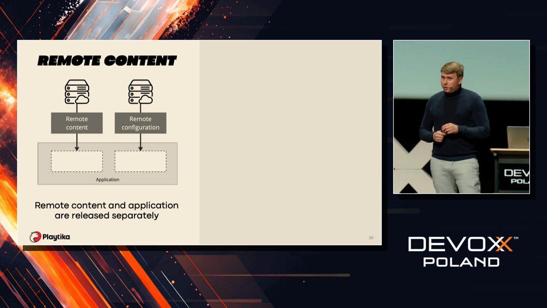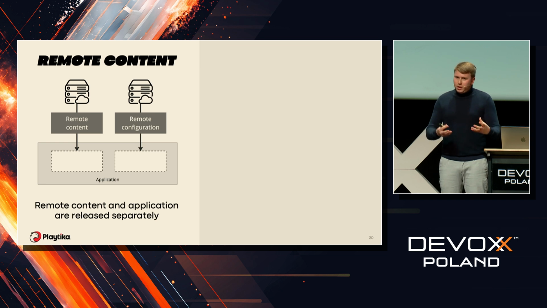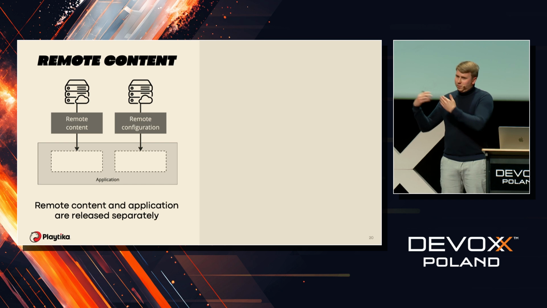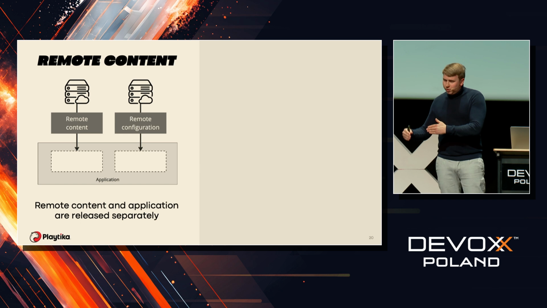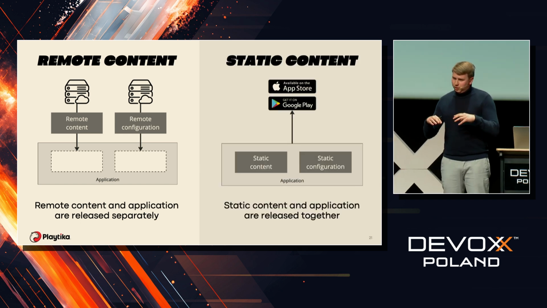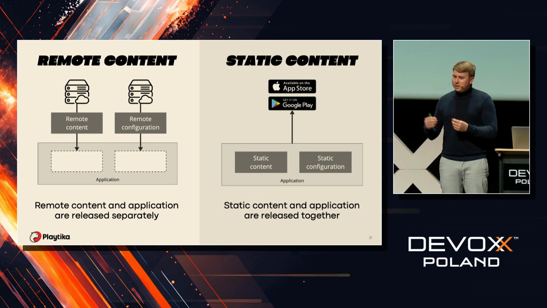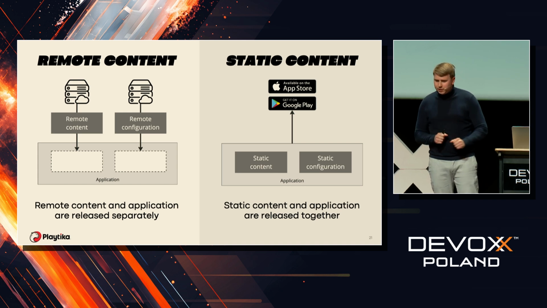And the content. Assuming in the application you need to show some graphical content, video, sounds, text, any content, and especially in a game, we have a lot of graphical content. In case the content can be downloaded remotely, we can publish new content without releasing the application. So content and application have independent release cycles. If we're using static content or static configuration, we have to include it, build it, and publish it. So we cannot release new content without an application release. So content and application have a shared release lifecycle.